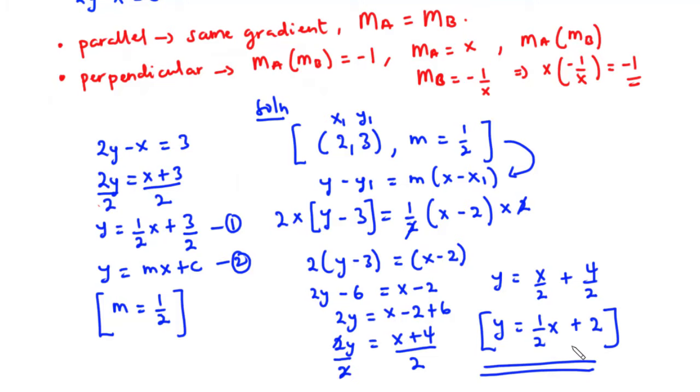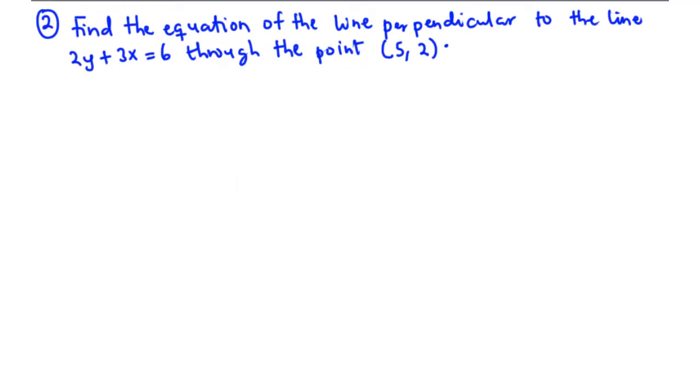Now let's solve the second question. For the second question, we are going to find the equation of the line perpendicular to the line 2y plus 3x equals 6, which passes through the point (5, 2). Now this is a very simple problem. We are going to attempt this problem straightforwardly.